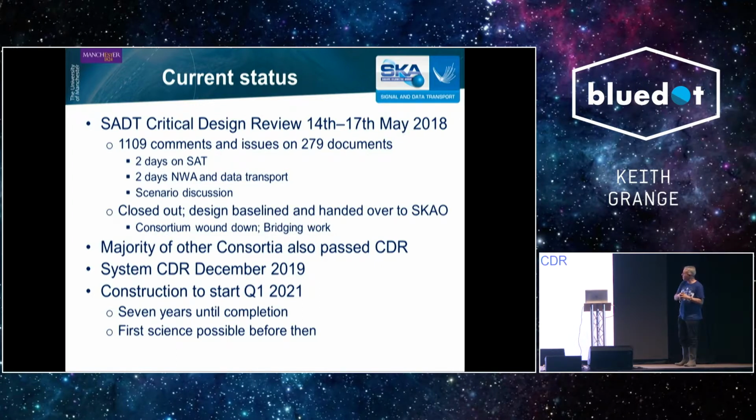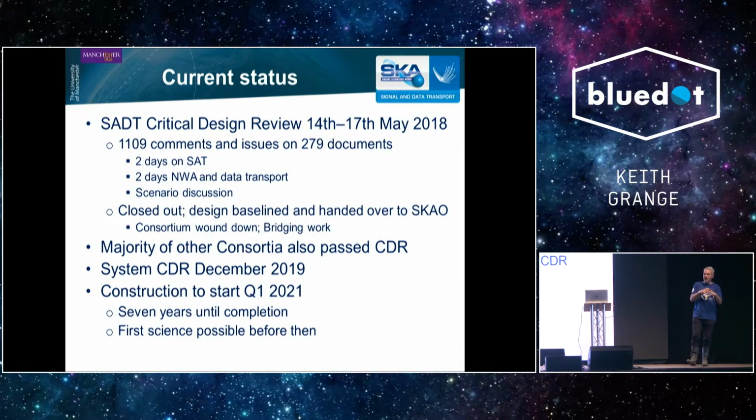This is also the case for the majority of the other consortia. The vast majority of them have passed their critical design review. There's only one outstanding consortium, which is running a little bit late, and that's going to allow everybody to then do a design review of the entire telescope, which is scheduled for December this year. And then that will allow us to actually start building in 2021. There's a 7-year construction period, so it's going to be until 2028 until this thing's finished.